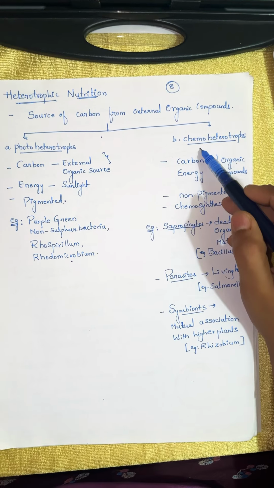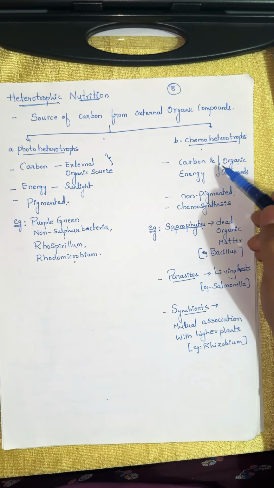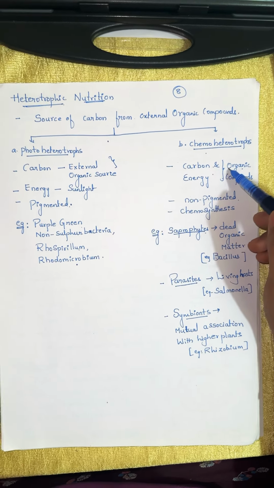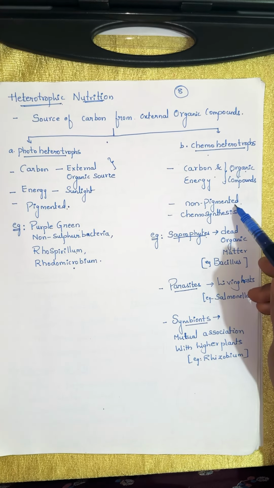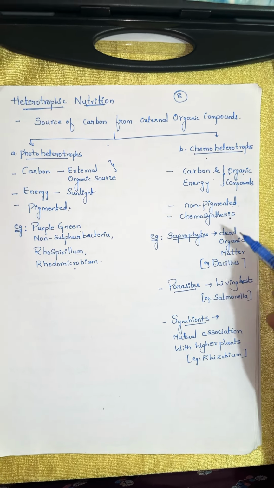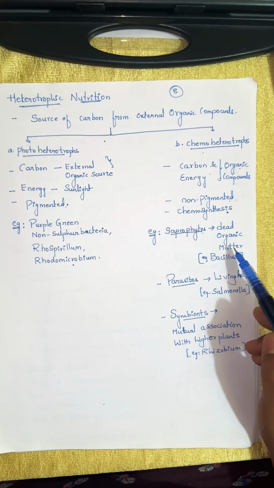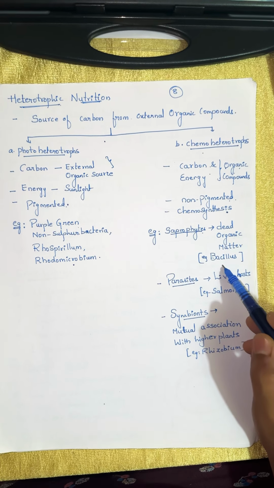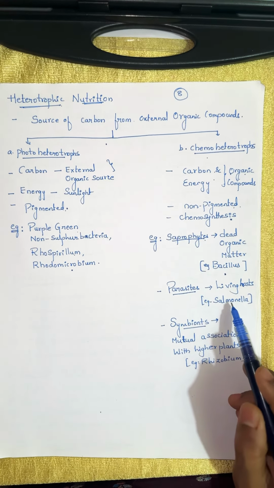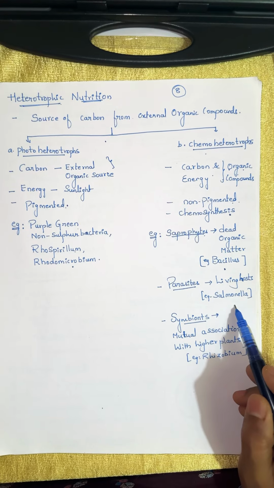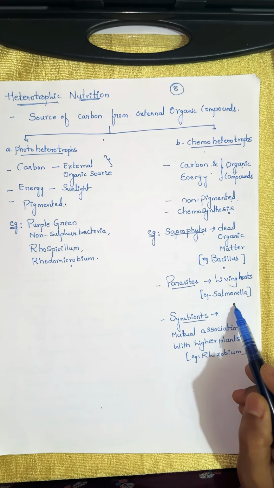Chemoheterotrophs prepare chemicals by depending on organic compounds. They get carbon and energy from the organic compounds. They are non-pigmented. Chemosynthesis will be done. Saprophytic ones depend on dead organic matter. Example: Bacillus. Parasites live on the host. Example: Salmonella typhi, which causes typhoid.